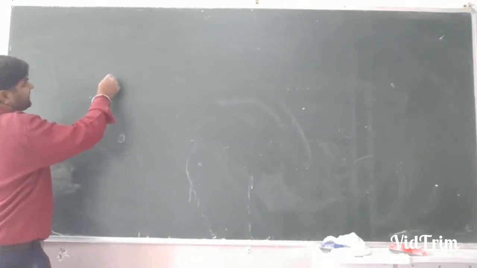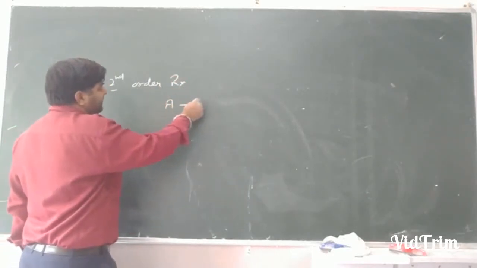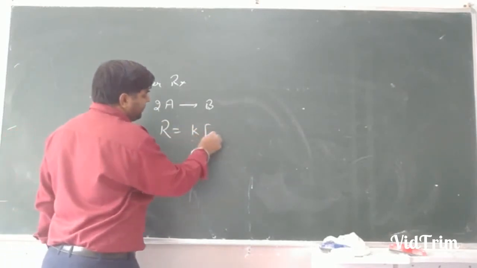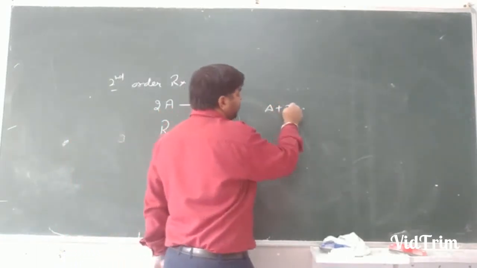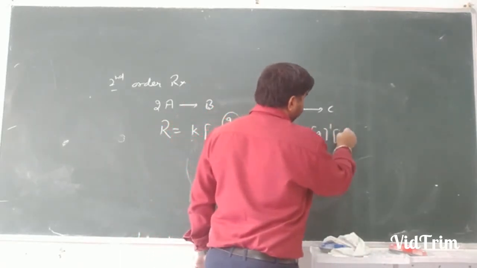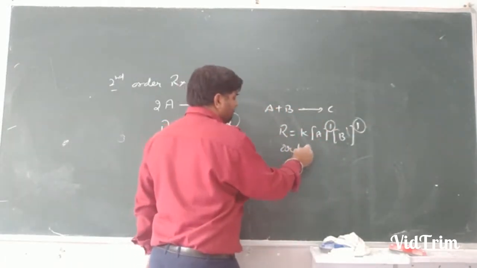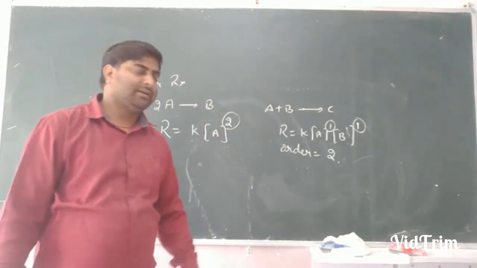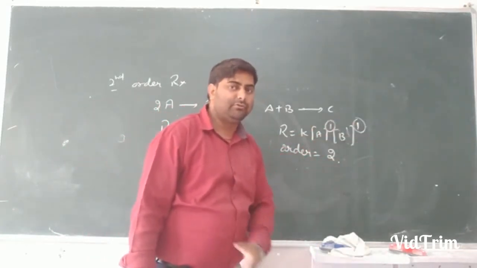So let us take a simple example. For a second order reaction, we take the general form: A gets converted to B, and the rate of the reaction equals K[A]^2. Or it can be written as A plus B gives C, so rate equals K[A]^1[B]^1. So 1 plus 1, the order is 2. So second order reactions are those in which the sum of powers of the concentration terms in the rate law expression is 2.